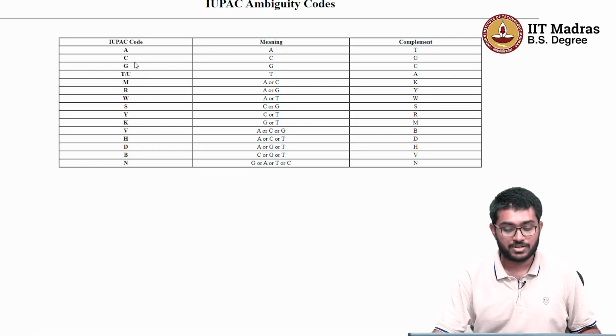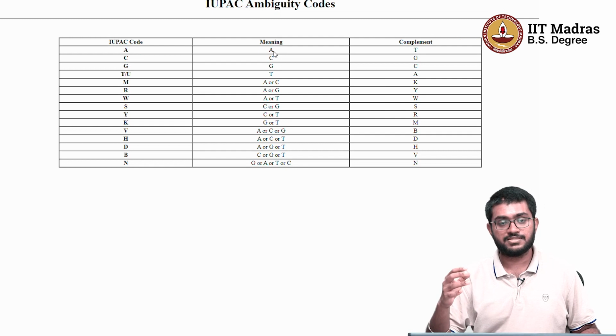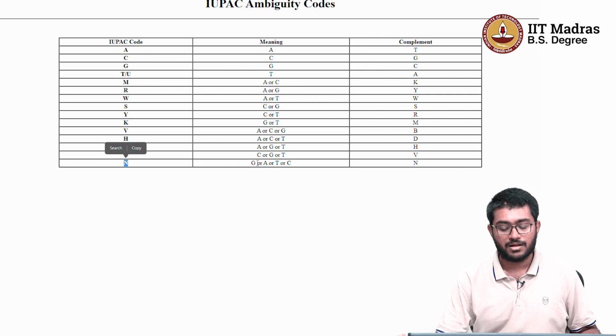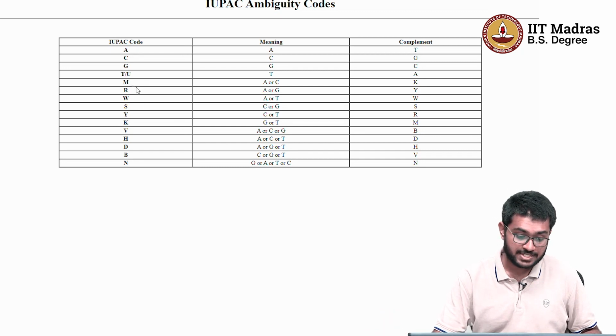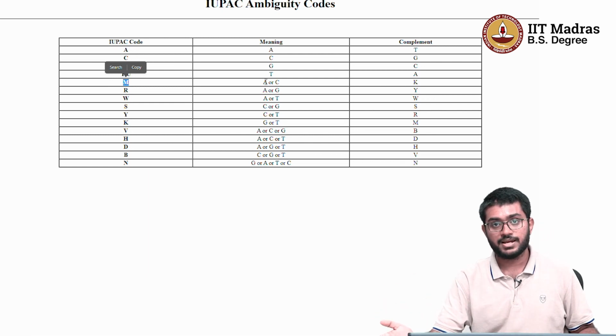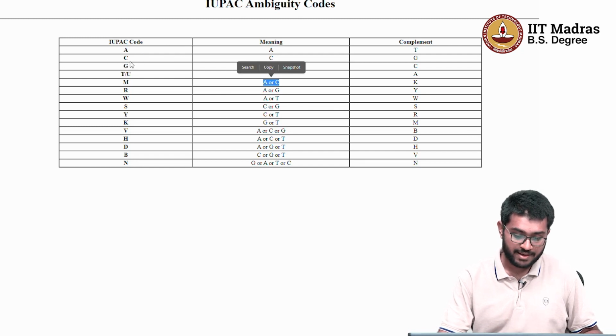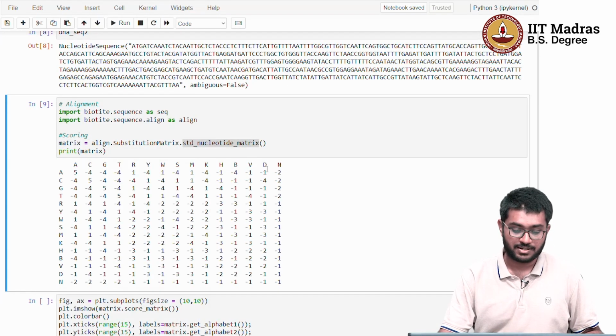So, what an IUPAC code is, is that it gives a symbol to the ambiguity present. For example, if there is an N in a sequence, that means we do not know which nucleotide is present. It could be G or A or T or C. Or, for example, if M is present, that means we are not 100% sure which nucleotide it is, but we are pretty sure that it's either A or C. And similarly, we have a code for each combination. So, that is what this combination refers to.